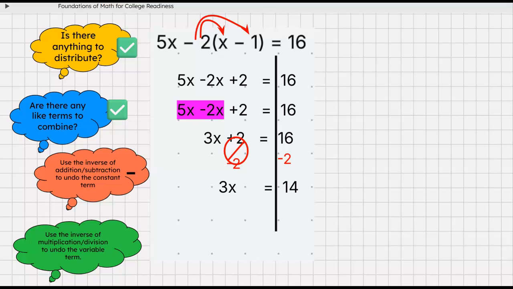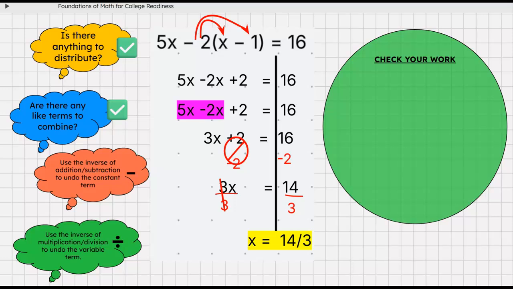Last but not least, we need to use the inverse of multiplication or division to undo the variable term. If we look at the variable term, we have a coefficient. The coefficient is 3. And remember, coefficients mean to multiply. So we need to use the inverse of multiplication and divide both sides by 3. And yes, sometimes we will get ugly answers like x equals 14 over 3. But we still have to check them. It's pretty nice if you have a calculator handy for this type of thing, but if not, it's important to know how to work with these fractions. So check your work.